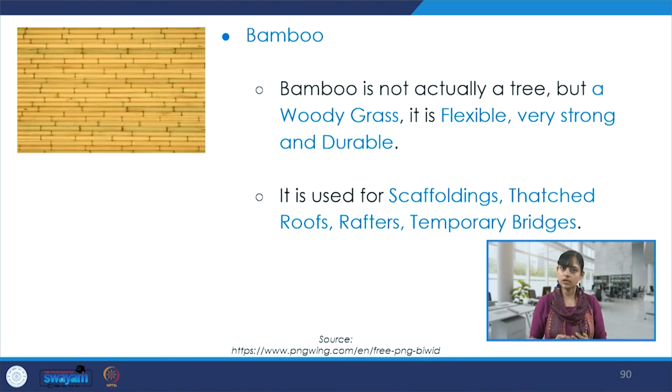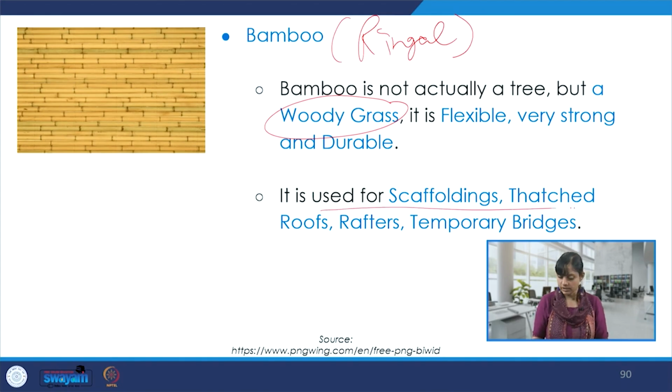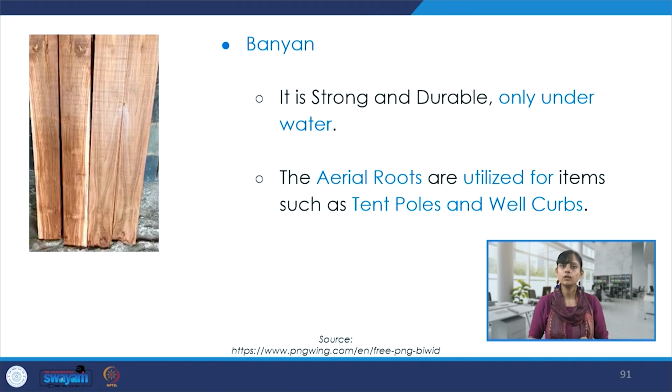Bamboo, of course, in Uttarakhand it is known as ringal, and it is not so much of a timber but more of a grass, like a woody grass. Quite flexible, durable, getting used very extensively as a building construction material. Also for interiors, we use a lot of bamboo these days. Used for scaffoldings also, roofs, rafters, etc. Also furniture. Then there is banyan, which is strong and durable, and it is also used for several items such as tent poles, well curbs, etc.